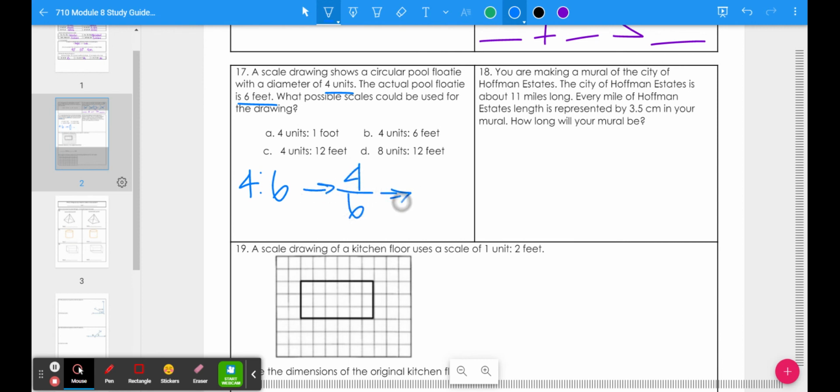And if we simplify this by dividing by 2, well, 4 divided by 2 is 2, and 6 divided by 2 is 3. So that's not one of our options. So I guess it doesn't matter. But we know 4 units for every 6 feet is true. So we would cross off this and cross off this. And then we have 8 units to 12 feet. Well, if we multiply 4 times 2 and 6 times 2, we get 8 to 12. So that does work. So we would circle B and D.